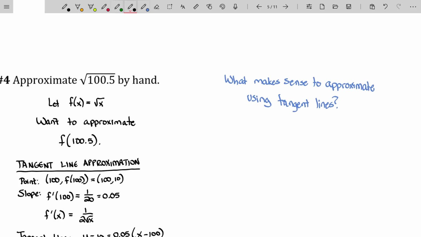Well, let's see. Square root of 68. That's near to the square root of 64, isn't it? It's really close to the square root of 64. So what I would do is I'd build a tangent line to f of x equals square root of x at 64. And then use that tangent line to approximate the square root of 68.